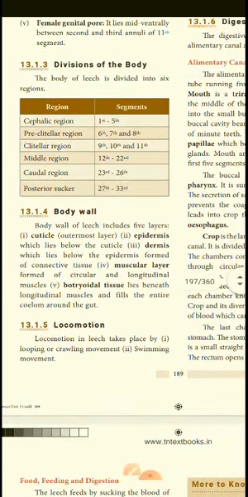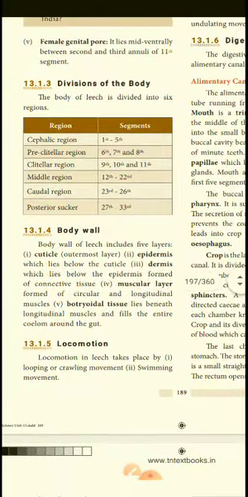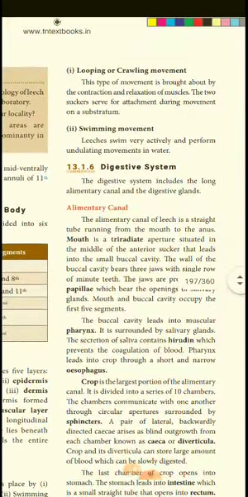Locomotion. What is the locomotion? There are two types of locomotion. This is an important question, a big question, a detailed question. Crawling and swimming. What is that? Looping or crawling movement is brought about by the contraction and relaxation of muscles, with attachment during the movement of the substance. In swimming movement, the leech swims very actively.